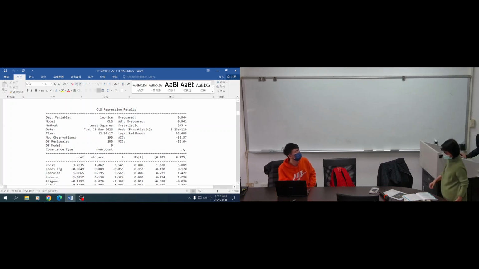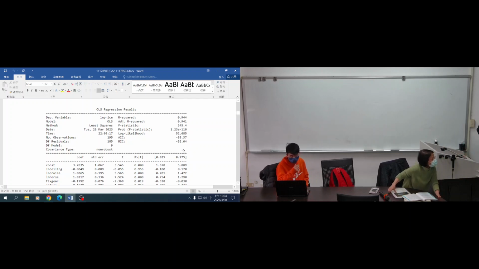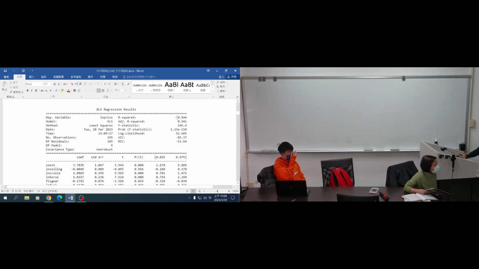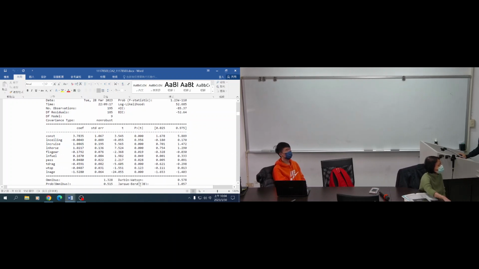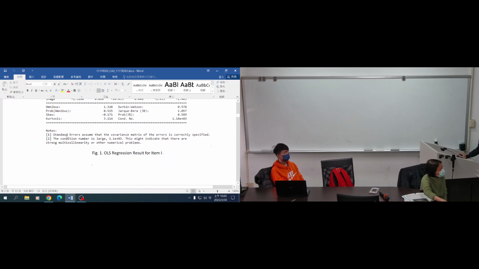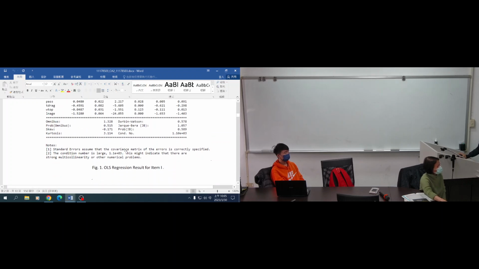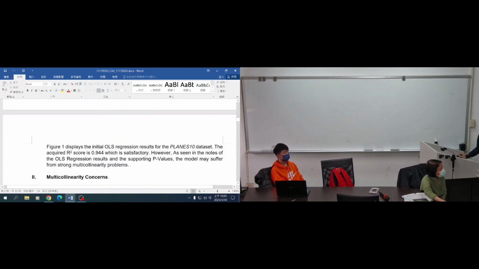So this is the original OLS regression result. The R squared here is 0.94, which is fairly high. However, our p-values here are mostly zeros, and for the others, the ln ceiling is 0.95. So on the notes here, there is an assumption of strong multicollinearity among the variables.